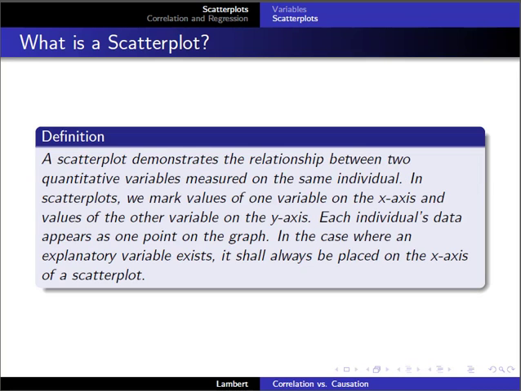So moving into what a scatter plot is, a scatter plot basically demonstrates the relationship between two quantitative variables measured on the same individual. In those scatter plots, the x-axis is marked by one variable and the y-axis is marked by the other. Each point on the graph refers to one individual and just two variables for that one individual.